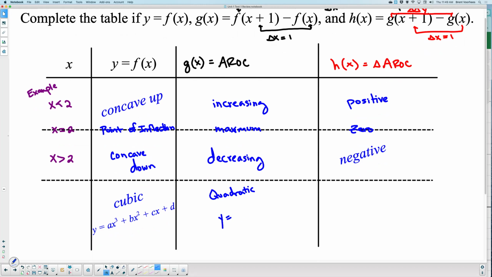So you'd be looking for something in the form of ax squared plus bx plus c. And what would that make the change in the average rate of change? Linear. Y'all remember that? It always goes down, which would be something in the form of y equals mx plus b. It'd be some type of equation like that.